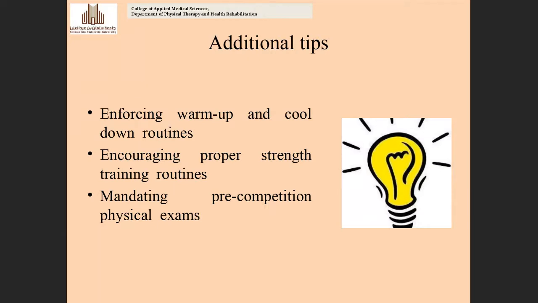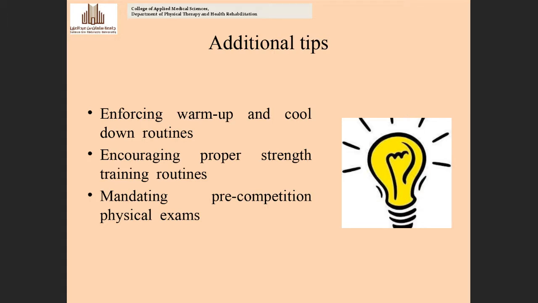They should go for a proper warm up. At least 10 to 15 minutes of warm up is required. And once the game is over, they have to cool down their body. So we have to always encourage the players to go for proper warm up and cool down routines. And encourage proper strength training routines: according to the games they are participating in, they have to go for the proper training protocols. Mandating pre-competition physical exams.